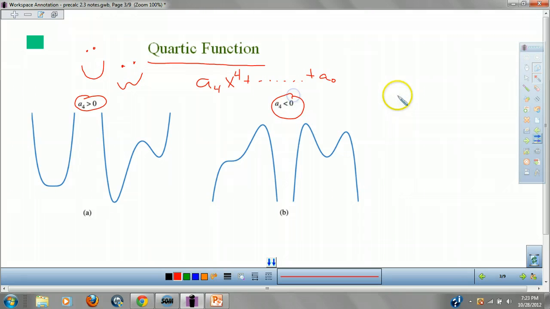If it's less than 0, you're negative. You're going to be sad and have something going on here with your mouth. Okay?